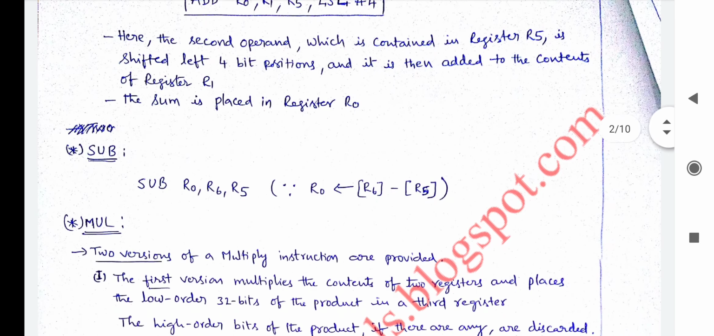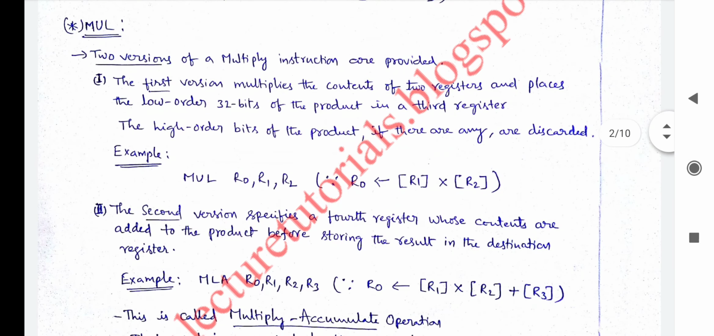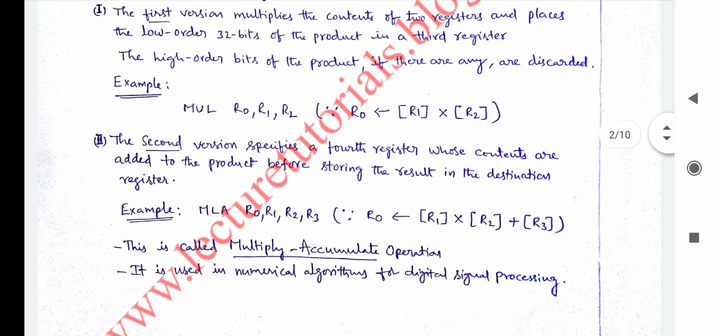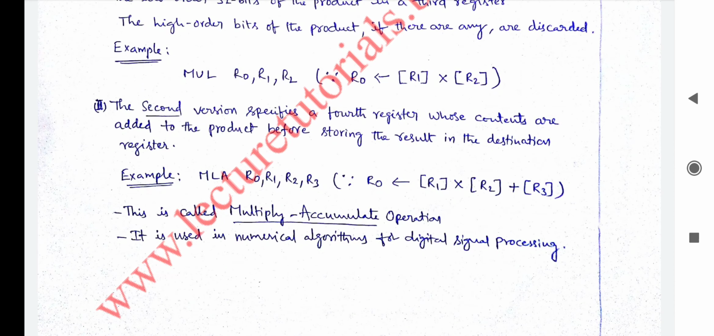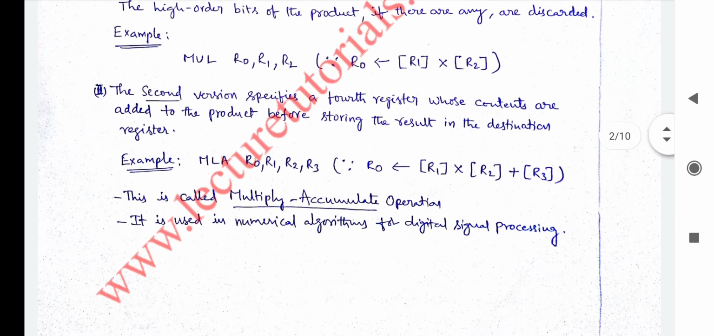Okay, next subtraction, multiplication. Multiplication has two types: one is direct multiply, and MLA means multiply accumulate. Okay, thank you.